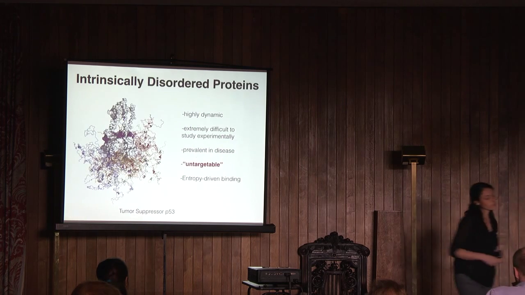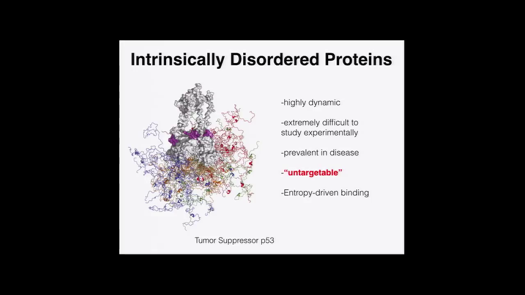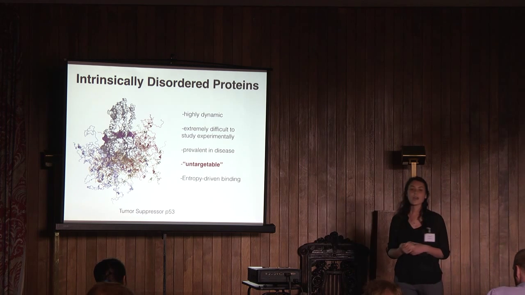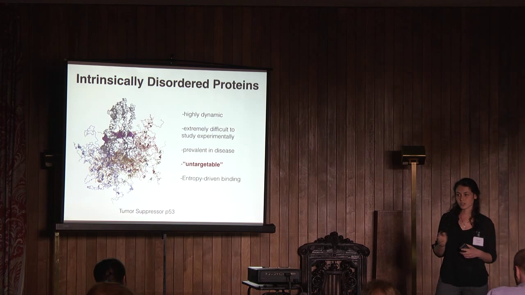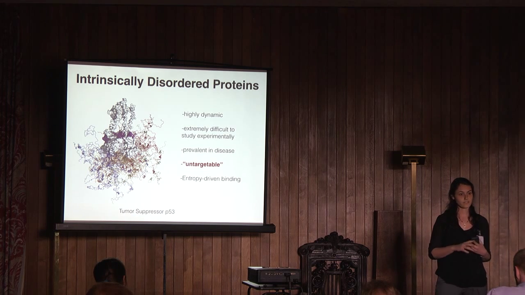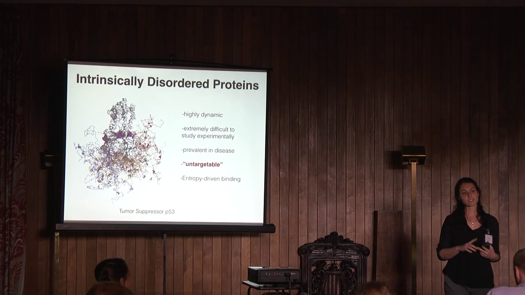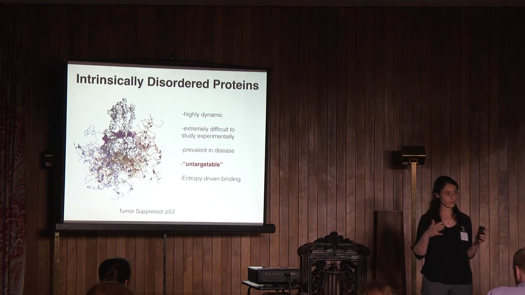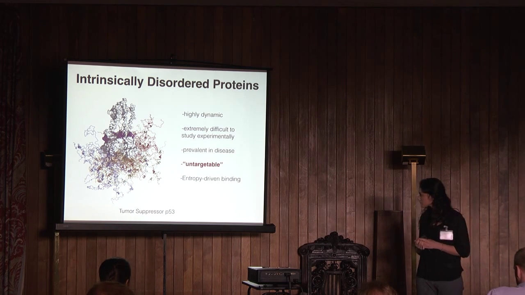These proteins fit into a class of proteins called intrinsically disordered proteins. As I mentioned, these proteins are highly dynamic, and because they're so dynamic, they're very difficult to study experimentally. Furthermore, they're highly prevalent in disease. Over 50% of cancer-related proteins are considered disordered proteins, and these proteins are also very associated with neurodegenerative diseases, such as Alzheimer's disease and Parkinson's. These proteins tend to form plaques, which interfere with biological processes.